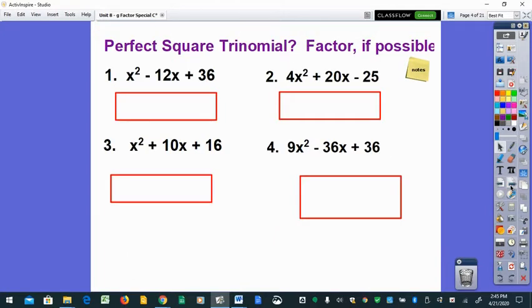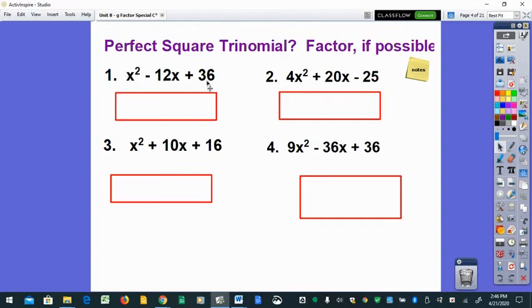So what I would recommend right now is to stop the video, to pause it, and see if you can factor these four. But let me give you a clue first. They are not all perfect square trinomials, and one of them might be especially tricky. Be careful, have your eyes open. Pause the video, give it a go, come back when you're ready to check them. Okay, let's see how you did.